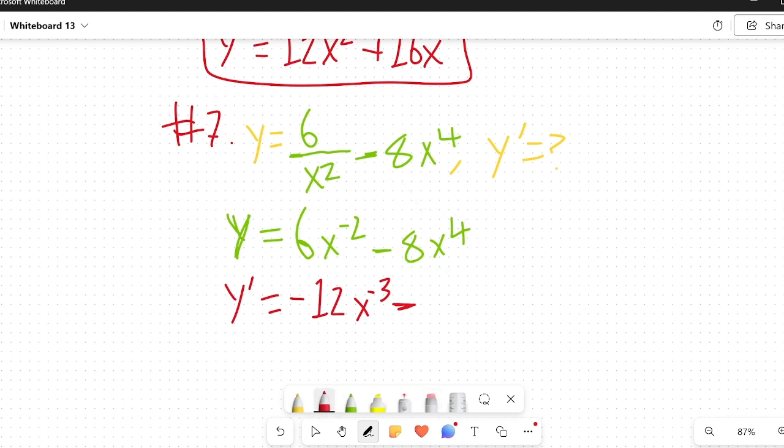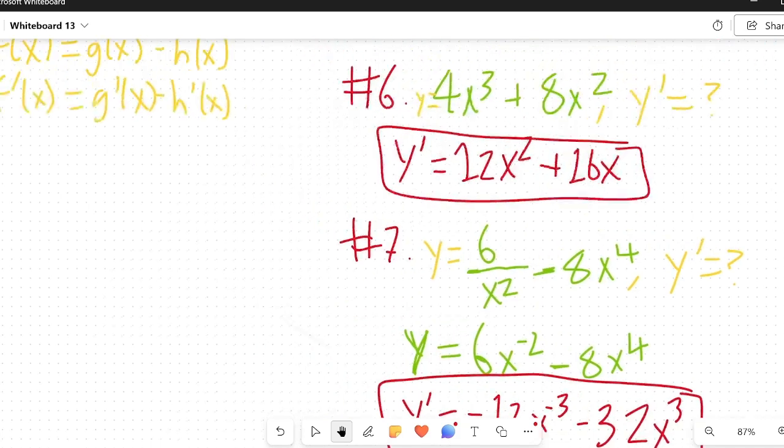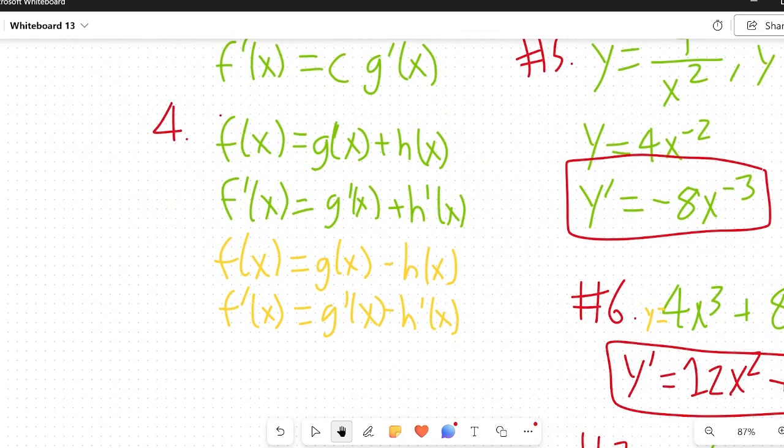So now if we take the derivative of this, take the 4 out in front, so it'll be 32, multiplied by x, reduce this power by 1, so it'll be x to the 3. So that's negative 12 x to the negative 3 minus 32 x cubed. This will be our final answer. So hopefully this should give you a good understanding of power rule, constant multiple rule, and our sum and difference rules, right?